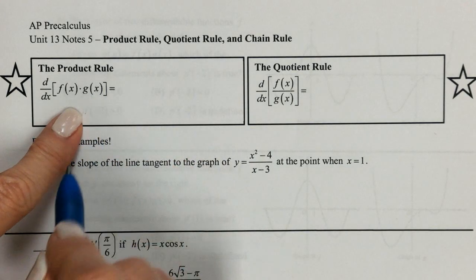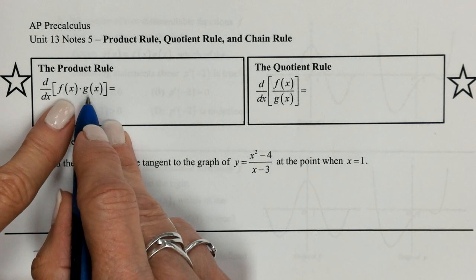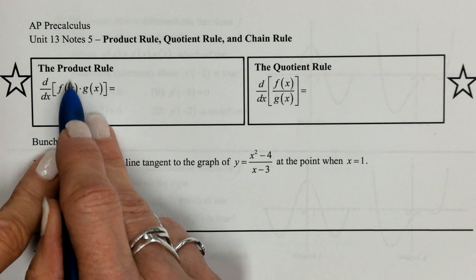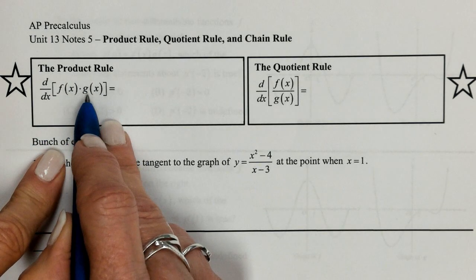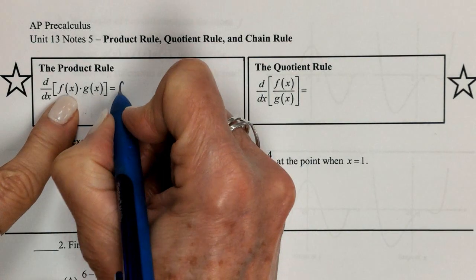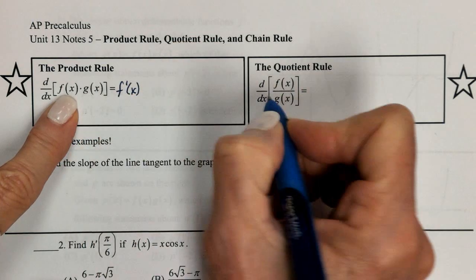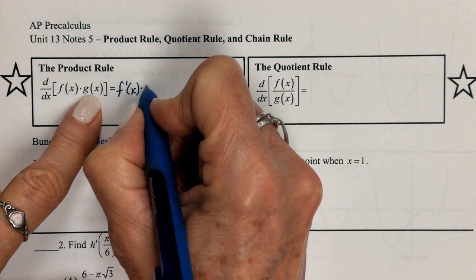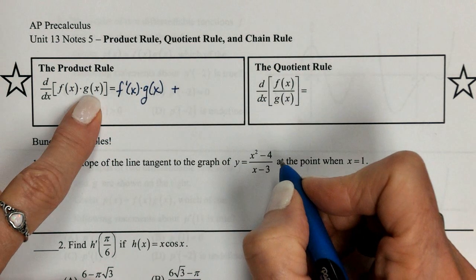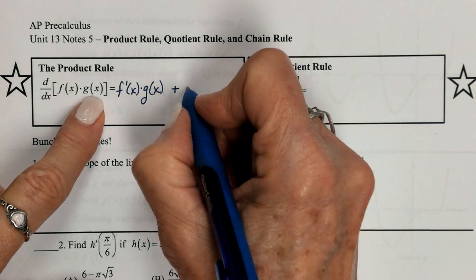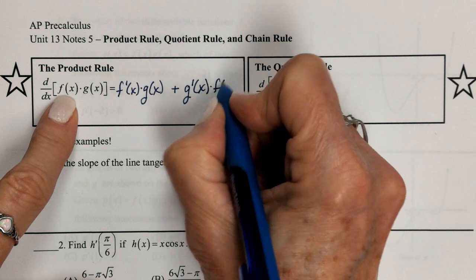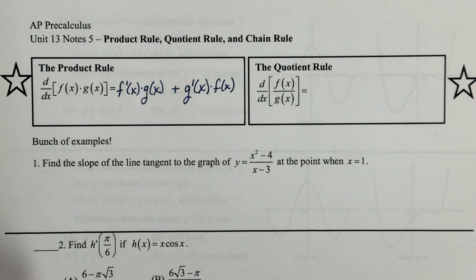So the product rule, I'm just going to give you the rule. So here's how the product rule works. This will be when you have a product of two functions of x. We're going to start with the first function and take its derivative. Then we're going to multiply by the second function left alone, plus, now we do the other set, the derivative of the second function times the first function left alone. That is the product rule.